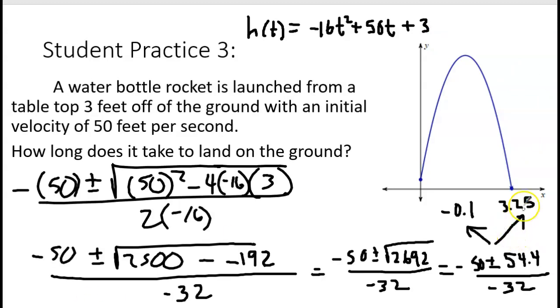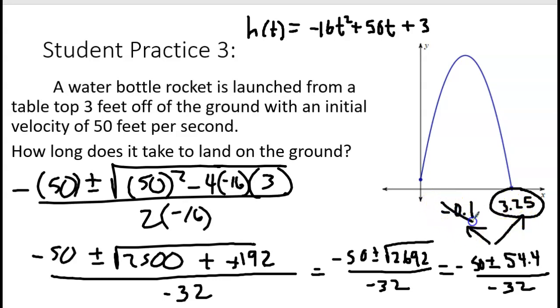All right, so final answer is 3.25. Now, here's your quadratic formula for plugging in your numbers, and then here's my steps for solving it. Notice the double negatives become positive, right? So you end up adding the 2500 and the 192 to get 2692. Square root the 2692, you get 54.4. If you do negative 50 plus 54.4 and divide by 32, you get negative 0.1. If you do negative 50 minus 54.4 divided by 32, you get 3.25.